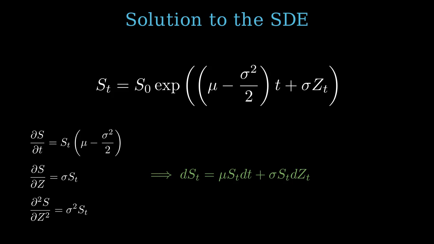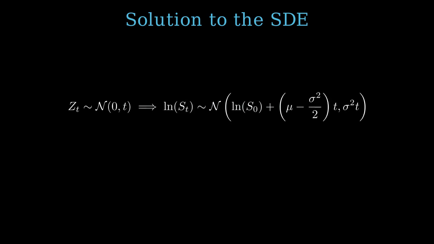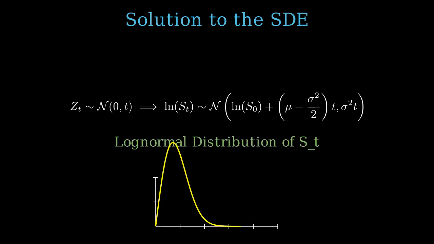Because the Brownian motion Z sub t is normally distributed, the natural log of the share price is also normally distributed. This means the share price has a log-normal distribution with a mean and variance that scale with time, allowing us to calculate the probability of the share price landing within a certain range at maturity.